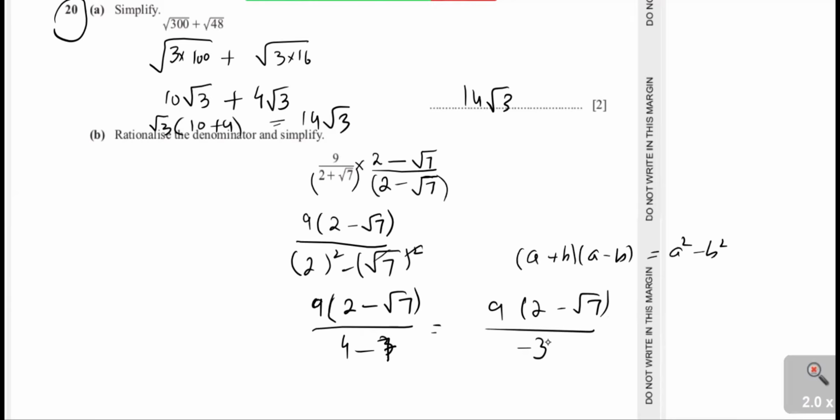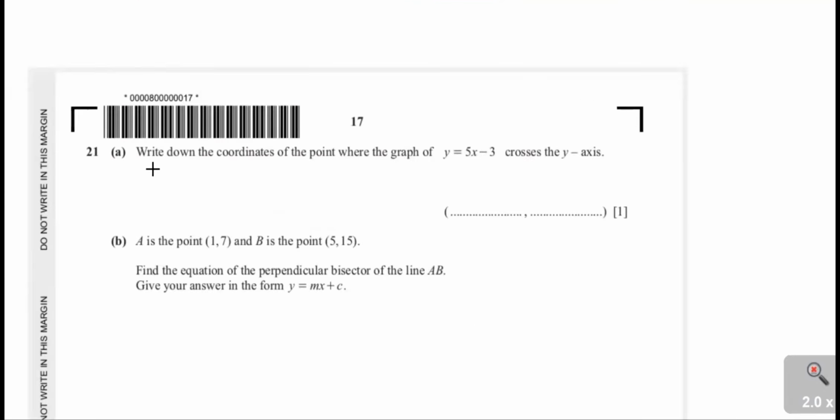We will divide this value. We get minus 3 into 2 minus square root 7. We will multiply this. We get minus 6 plus 3 square root 7. This is the answer.